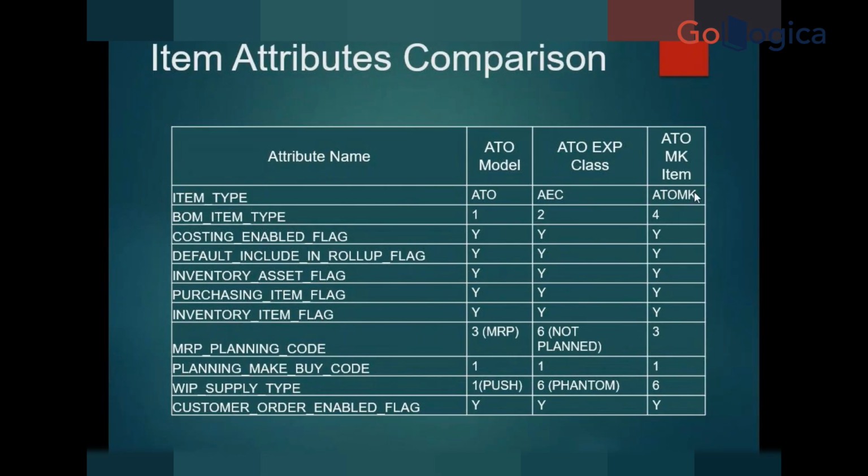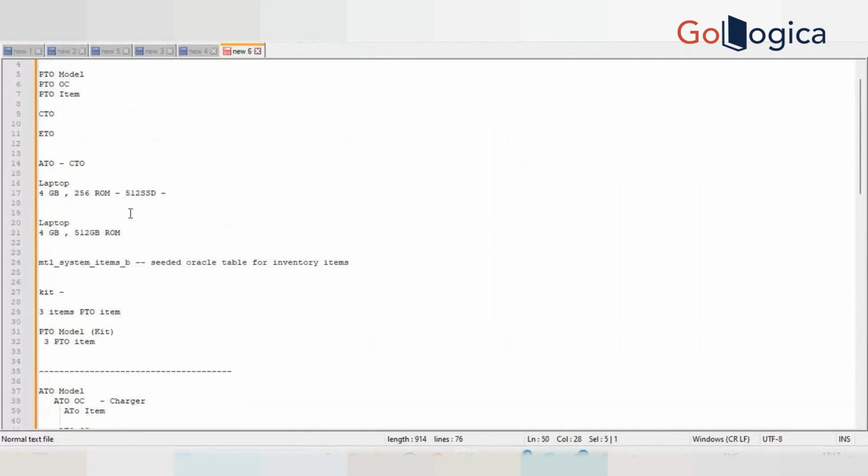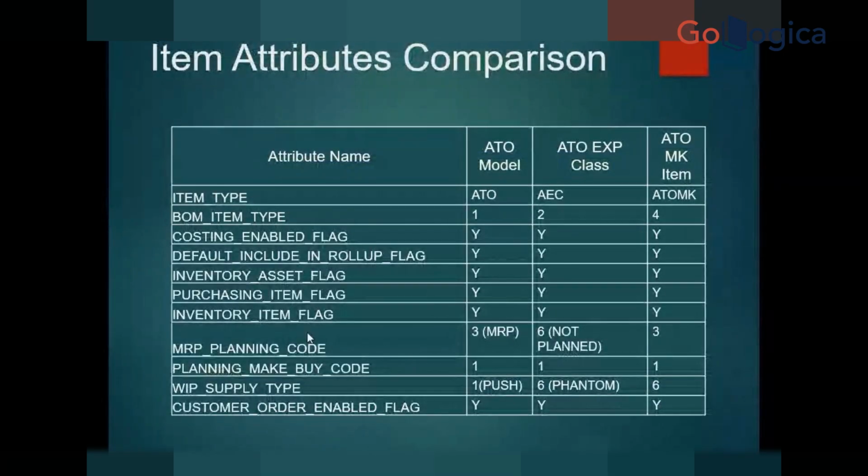When you assign the template, these are the values you'll get in the MTL system items table for that item. If I go and query MTL_SYSTEM_ITEMS_B where BOM item type is equal to 1, those are all the models. Suppose the laptop is a model: in MTL_SYSTEM_ITEMS_B, segment1 is the item name, the item number. If you give laptop, all these model attributes will show up there.